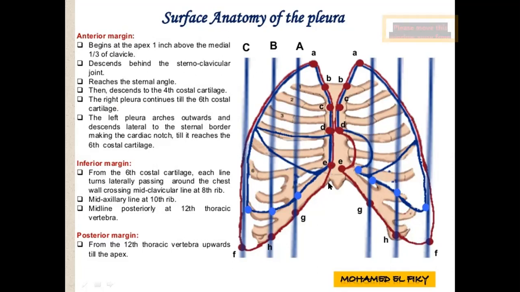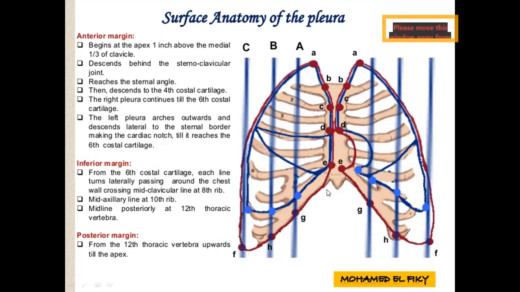The right pleura continues till the sixth costal cartilage, then it takes a turn. Sixth, eighth, tenth, like that. Whereas the left pleura takes a bend at the fourth costal cartilage itself because we have the cardiac notch over there, isn't it? Till it reaches the sixth costal cartilage. The rest of the journey is the same for both. Sixth, eighth, 10th, 12th. That means when it goes behind, it touches the 12th thoracic vertebra.